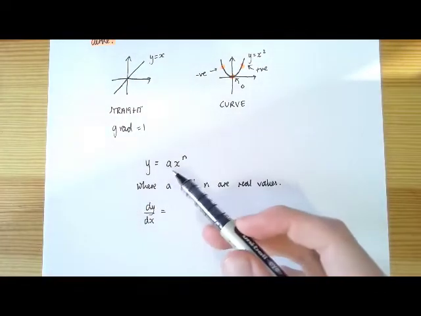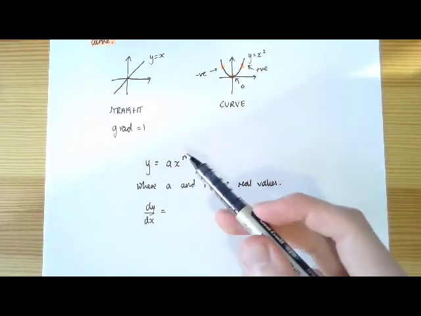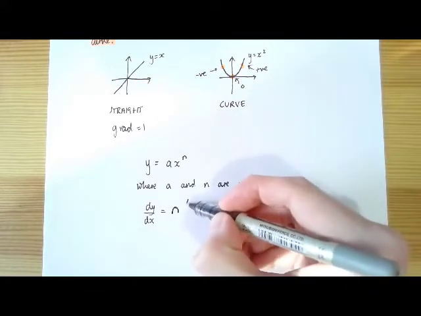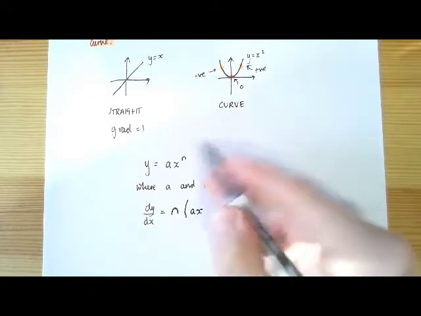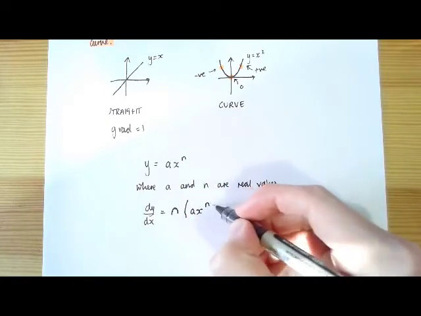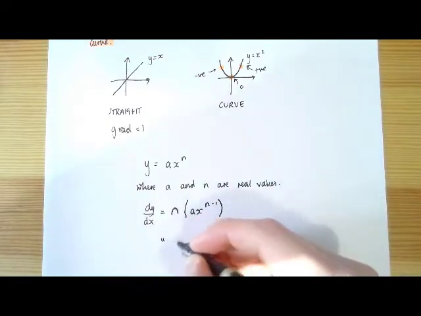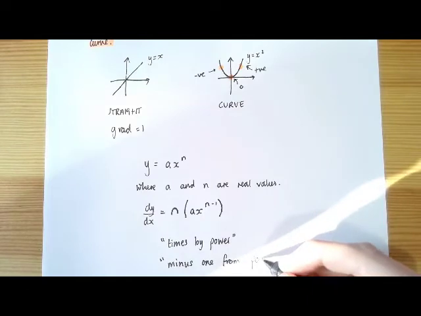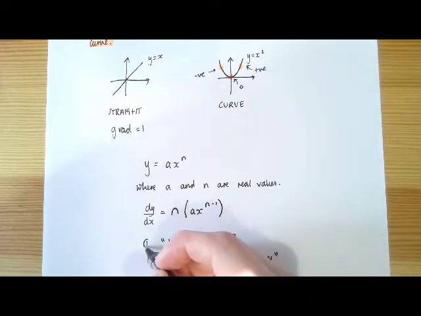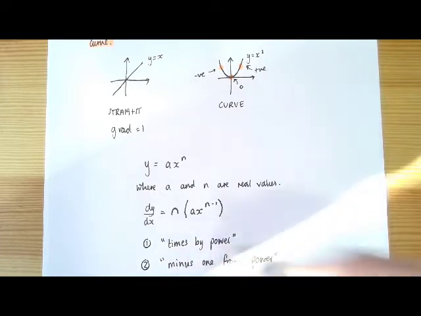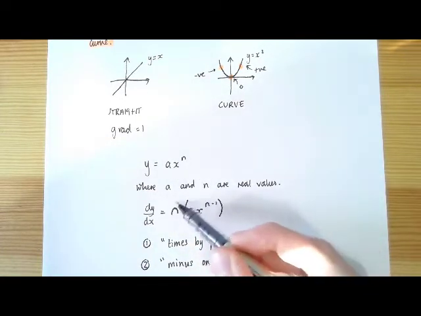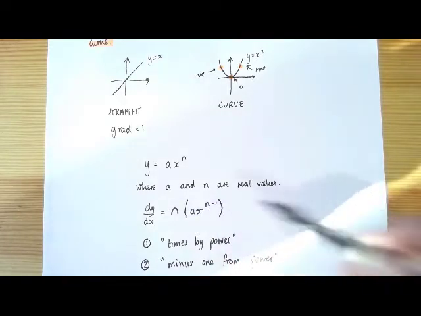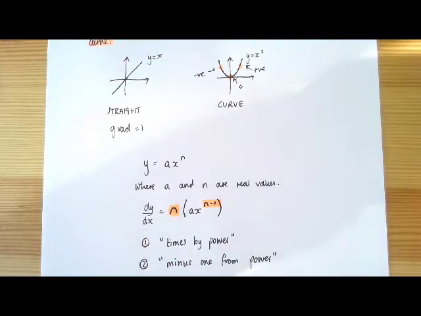And if I want to differentiate any polynomial in this form, I multiply the power down to get my n power here, and I multiply that by ax, as we've got from here, to the n minus 1. And in words, that's times by the power and minus 1 from the power. And it's got to be done in that order. So we times by the power. So this is where the n comes to the front here. We then multiply by that n and minus 1 from the power. So let's have a look at a few examples.